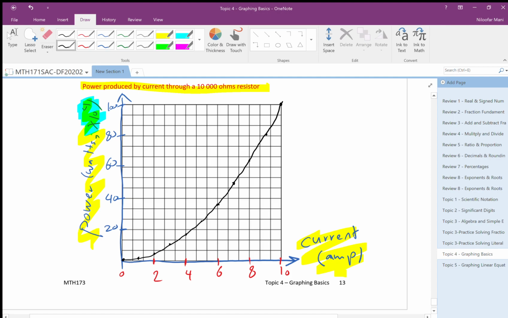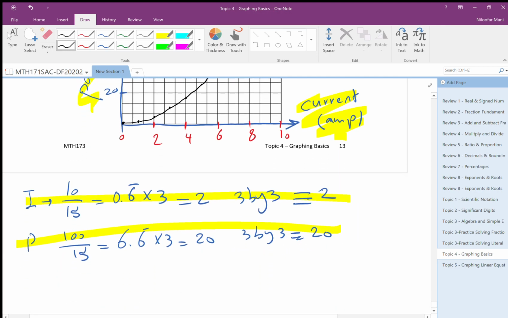Right? Very beautiful. Okay, I have the title, I have all axes, I have all the units, independent on the x-axis, dependent on the y-axis. So I did these divisions.